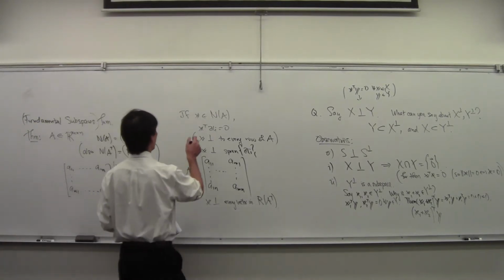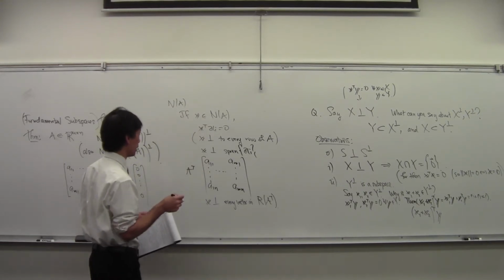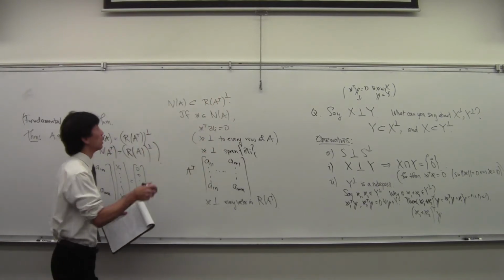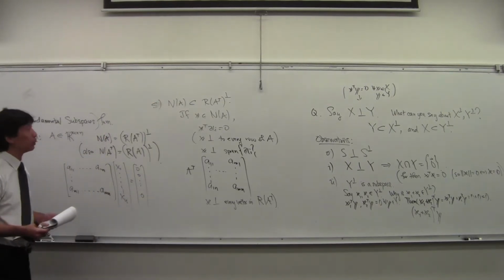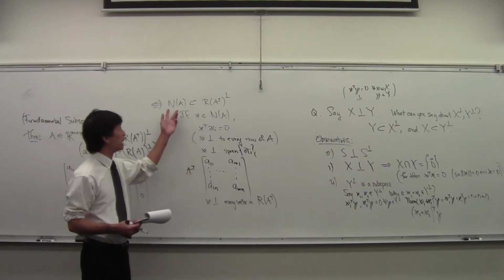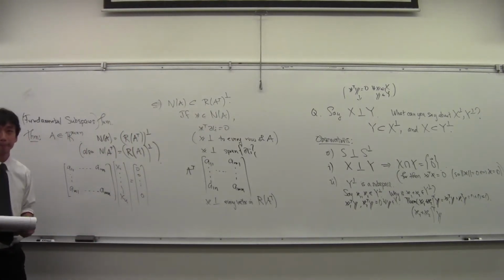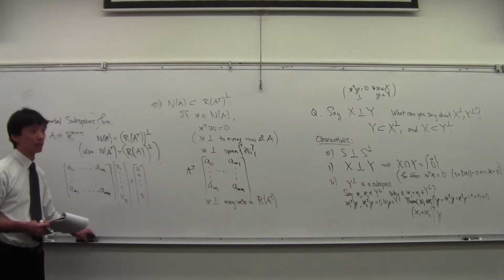Right, so what does that tell you? That tells you that the null space of A is contained in the orthogonal complement of the range of A transpose. Right, because everybody in here is perpendicular to everybody in here. Do you have to prove that in reverse too?